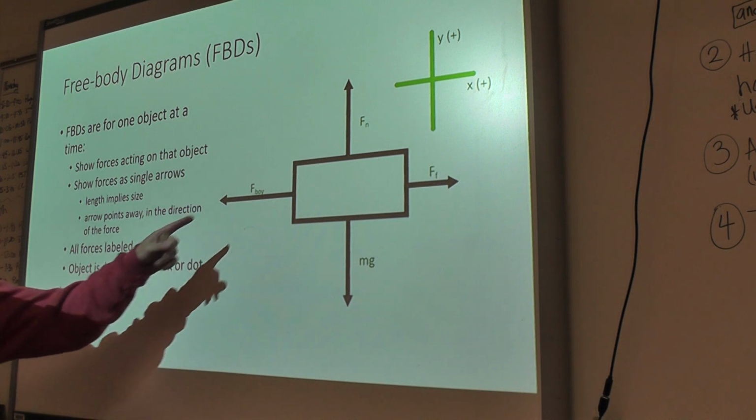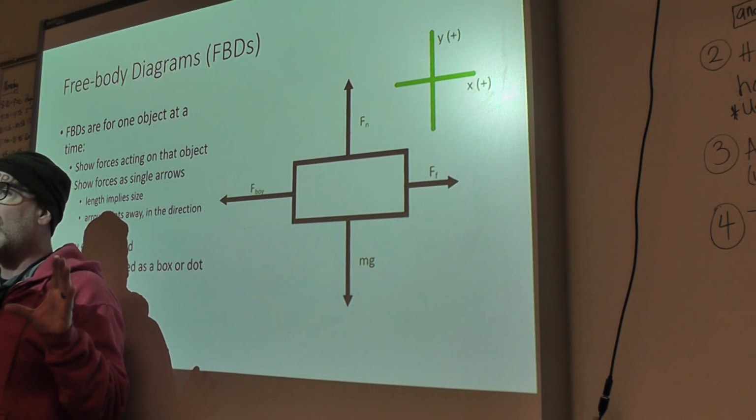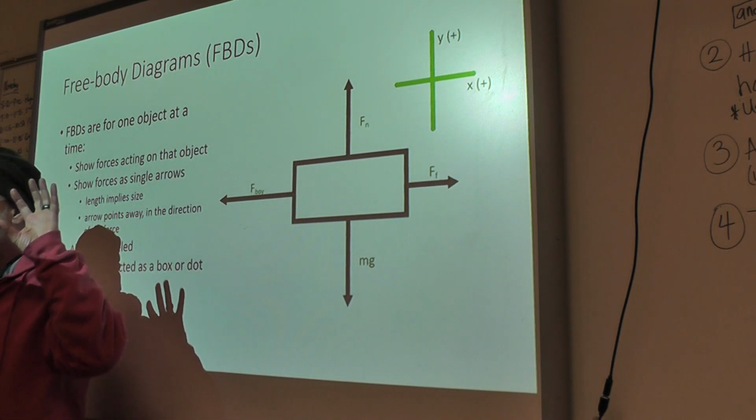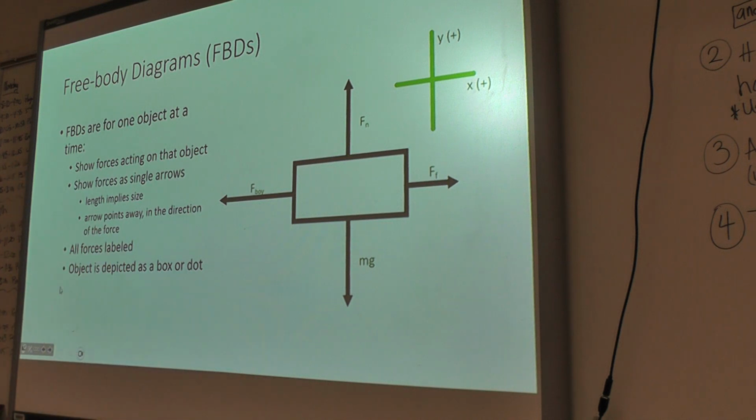I will always draw objects as rectangles because that way, if it's on a tilted surface, it's really easy to see that, which is really often handy. AP trolls like to use a dot. Why do they use a dot? Because they're trolls. They use a dot because it's worse, and they like that. They like making your life more difficult.